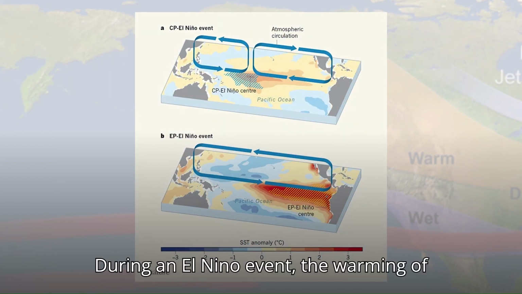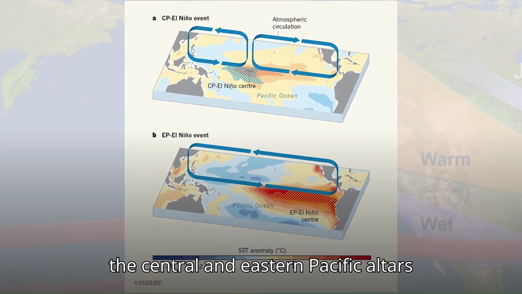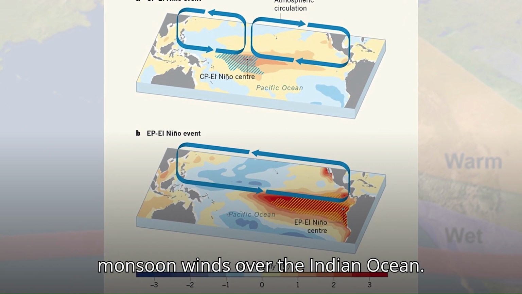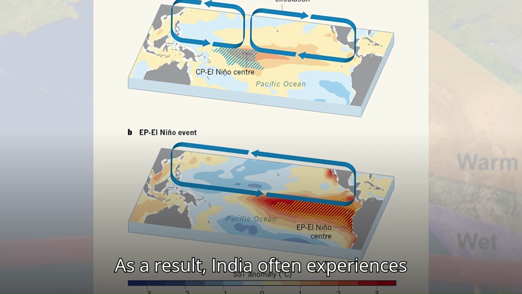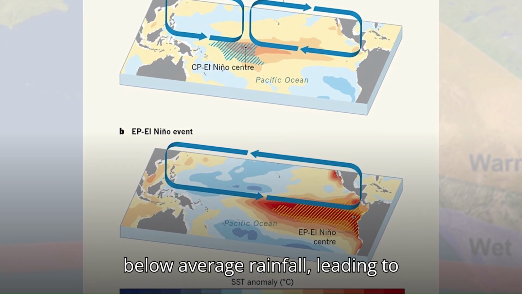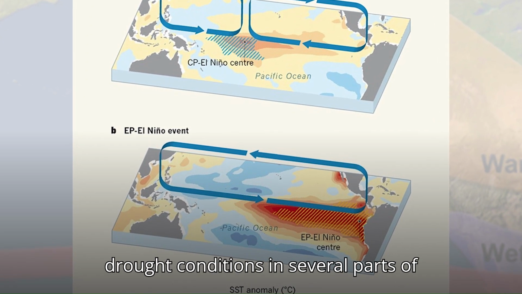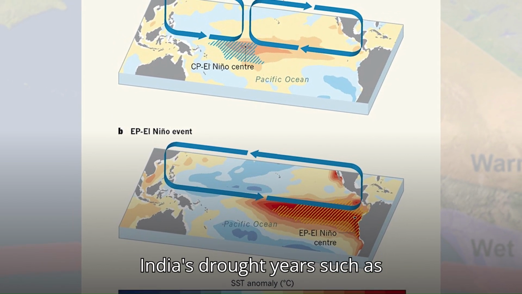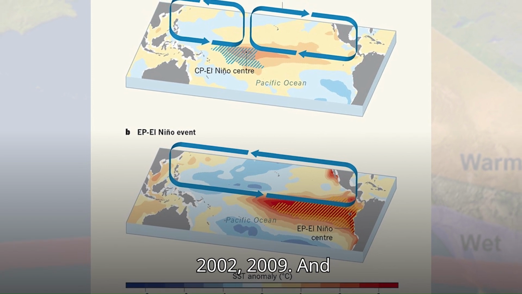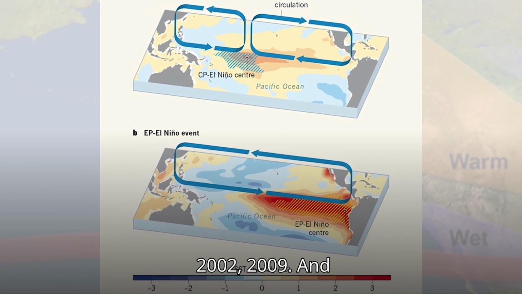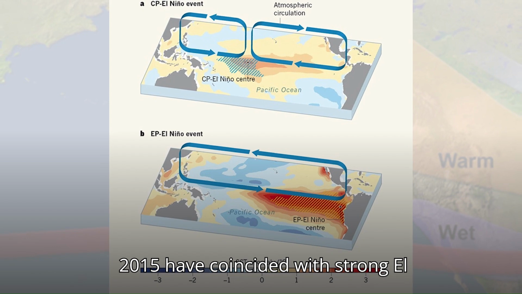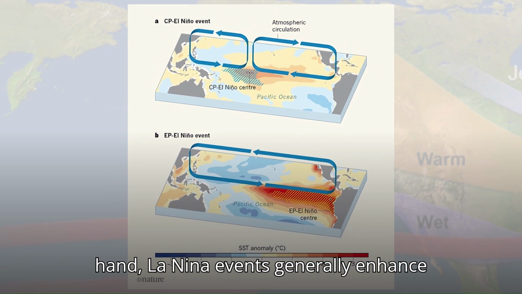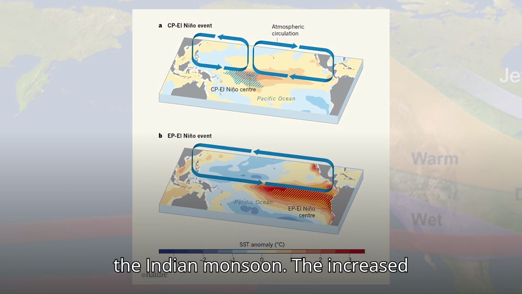During an El Niño event, the warming of the central and eastern Pacific alters atmospheric circulation, weakening the monsoon winds over the Indian Ocean. As a result, India often experiences below-average rainfall, leading to drought conditions in several parts of the country. Historically, many of India's drought years, such as 2002, 2009, and 2015, have coincided with strong El Niño events. On the other hand, La Niña events generally enhance the Indian monsoon.